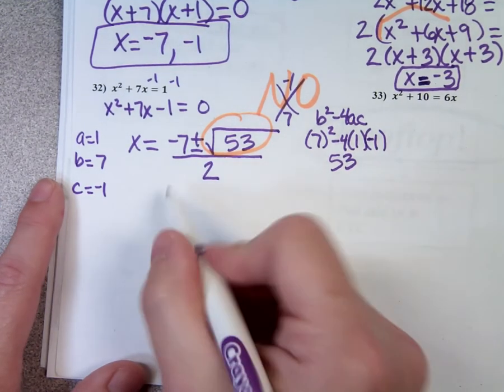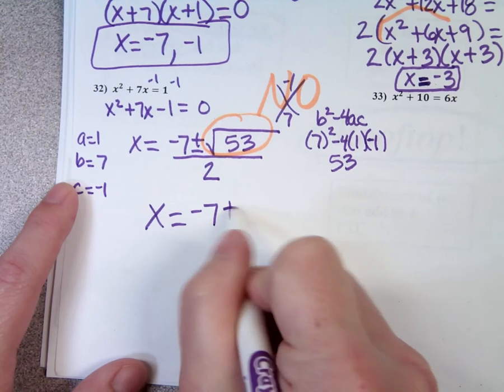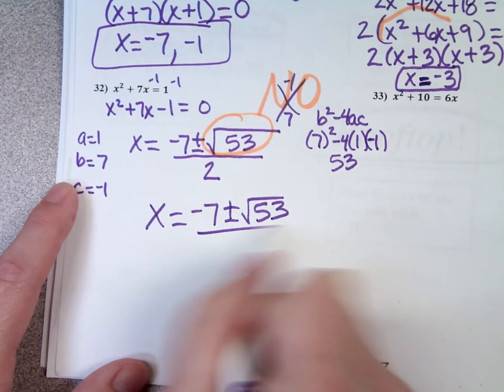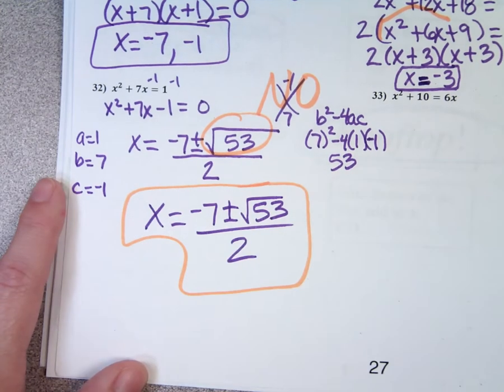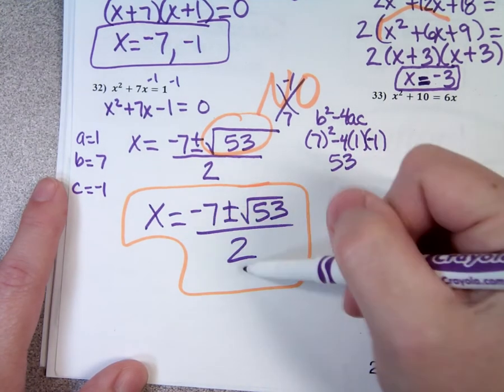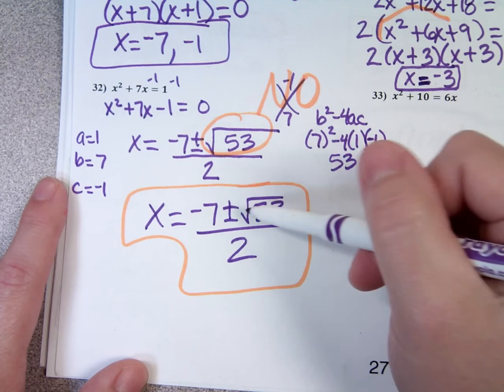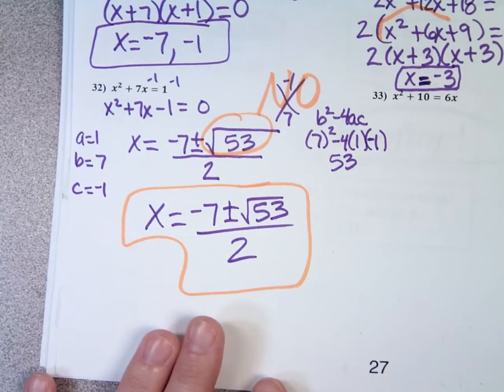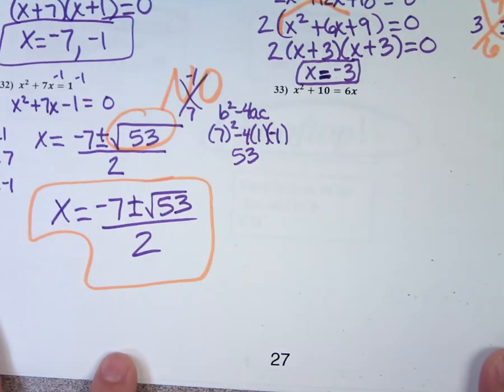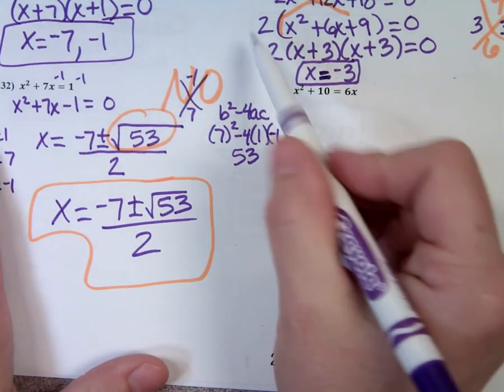So this is my answer. X equals -7 plus or minus square root of 53 all over 2. And that does not reduce. I can't reduce those, nor am I allowed to, because that's a 1 in front and I can't reduce both pieces. Okay, number 33. I'm going to try to factor just because I like to do that.